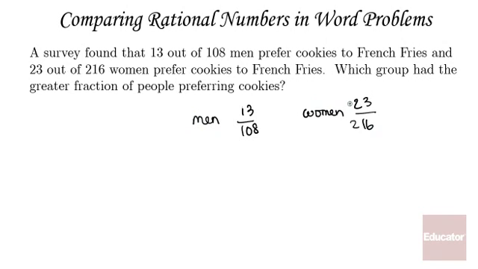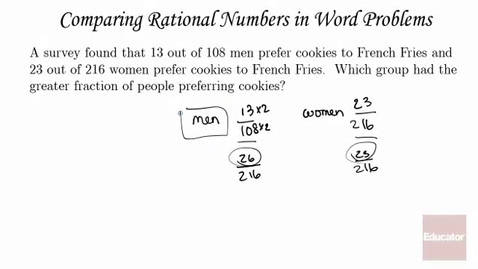So what we want to do here is to compare these two fractions. What I noticed with 108 and 216 is that 108 is half of 216. So to make the denominators the same, I could just multiply by 2. So now I'm comparing 26 over 216 versus 23 over 216. So it's easy to see that the 26 is larger than the 23. So the men have the greater fraction preferring cookies.